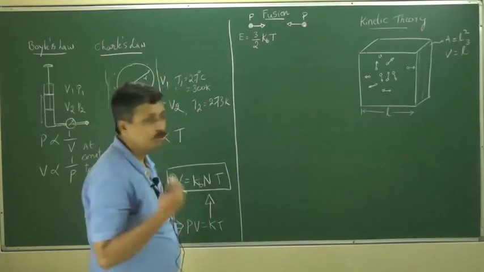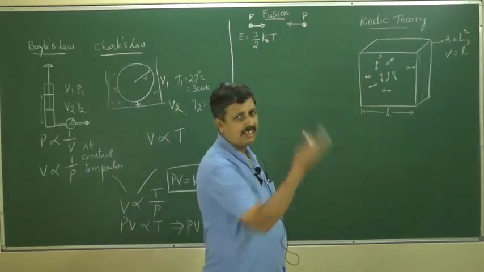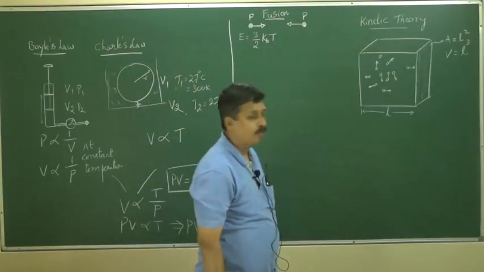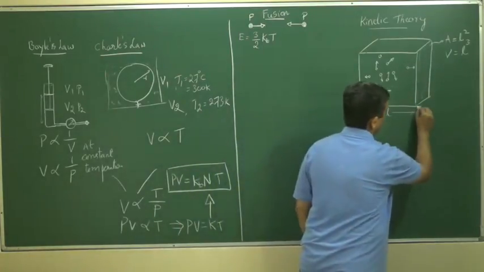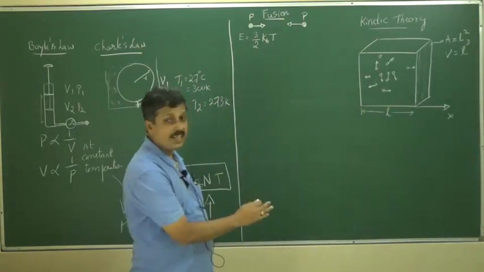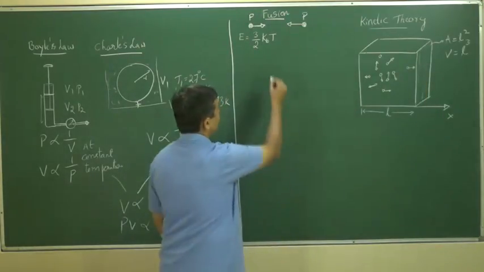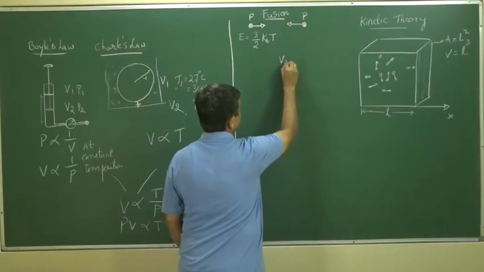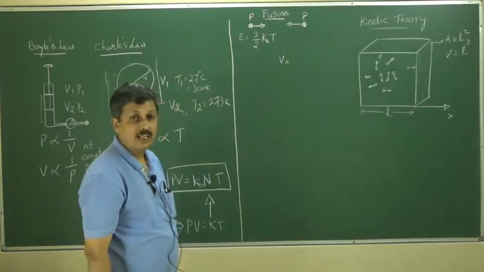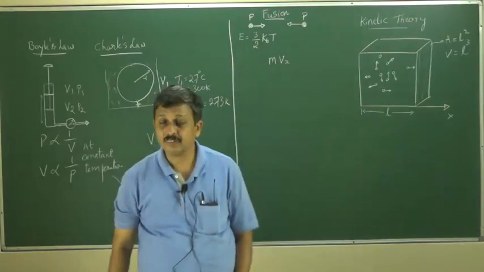I will just assume now that there are many molecules, and I don't care about them. They are moving in all directions. I'll take one molecule, which is moving in a direction from left to right. We'll call it the X direction, and it is going and hitting the side wall. If its velocity is, let us say, Vx, because it is going in the x direction, and its mass is m, what is its momentum?